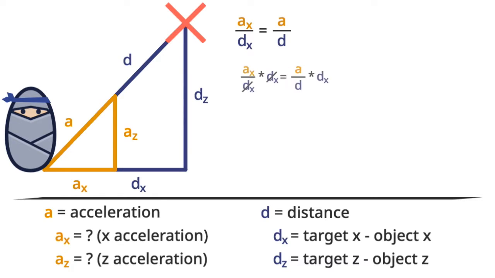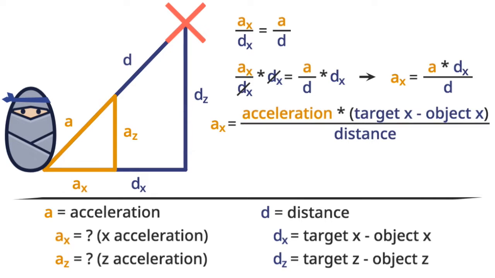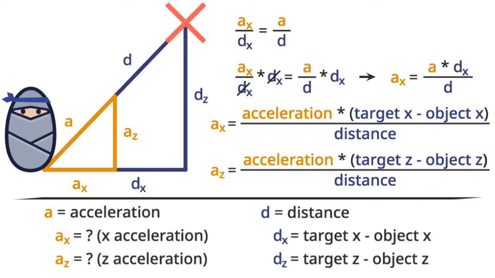Multiplying both sides by dx gives us AX equals A times DX over D. If we substitute in our variables, we get x acceleration equals acceleration times target x minus object x over distance. The same goes for z values. Now we can put these equations in our code.